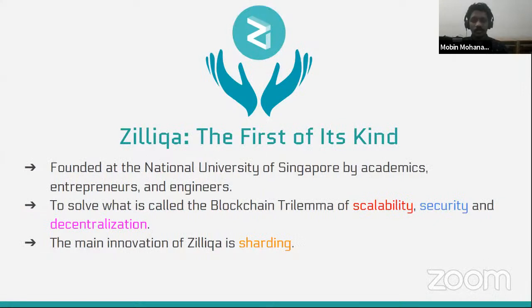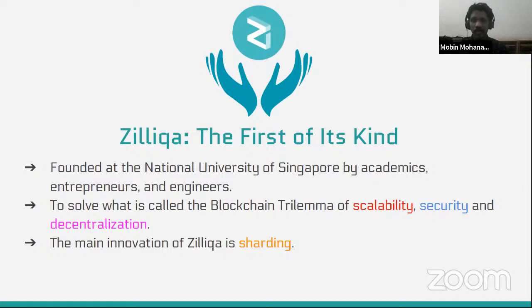So let's talk about the conception of Zilliqa at first. Zilliqa was founded at the National University of Singapore by academics, entrepreneurs, and engineers. It was a brainchild of people from different sectors coming together to solve what is called the blockchain trilemma. Like Dr. Amrit said, in order to achieve a great public blockchain, we have to have these features, which are considered as the blockchain trilemma: scalability, security, and decentralization.